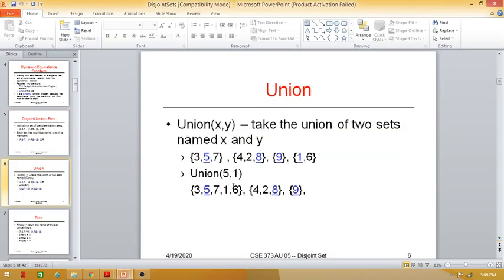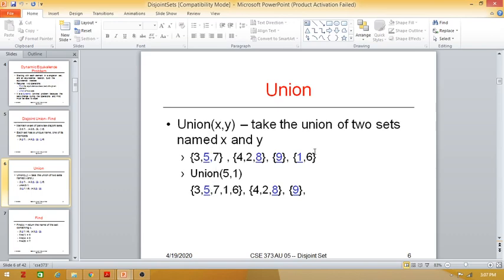Here you can see {3, 5, 7}, {4, 2, 8}, {9}, {1, 6} are the sets. Then union 5, 1 means the union of the set containing the element 5 and the set containing the element 1, not the union of 5 and 1. These two sets will be united, so finally it will be {3, 5, 7, 1, 6}. Who is going to be the representative of the new set? It can be either the representative of the first set or of the second set. It doesn't matter. Here they have kept the representative of the first set.